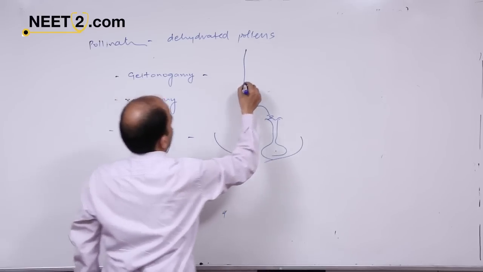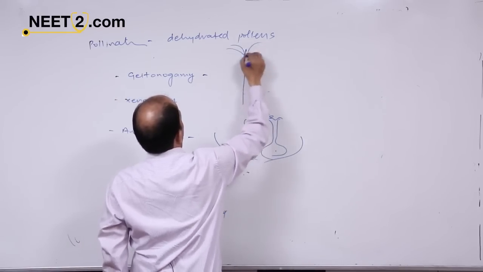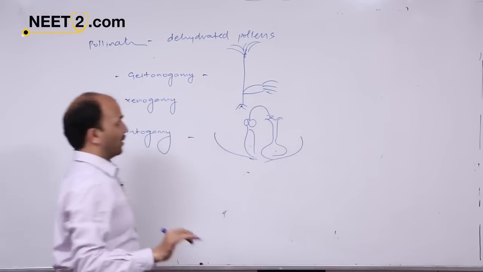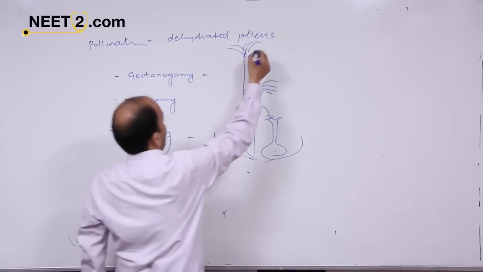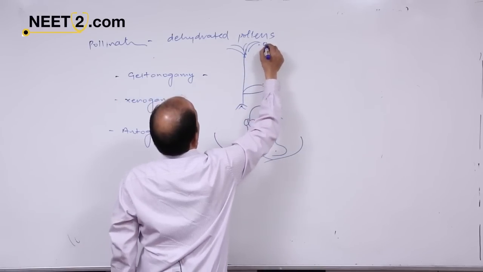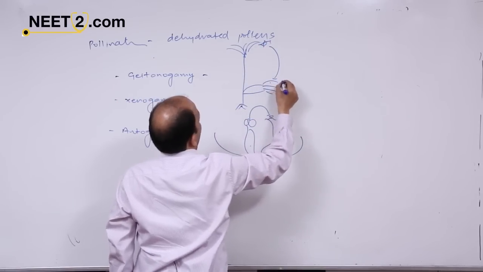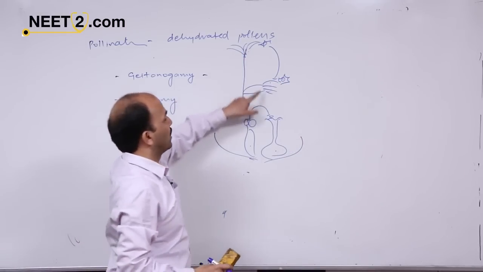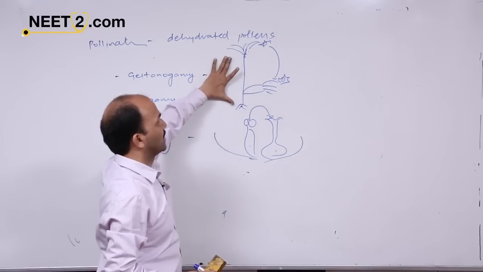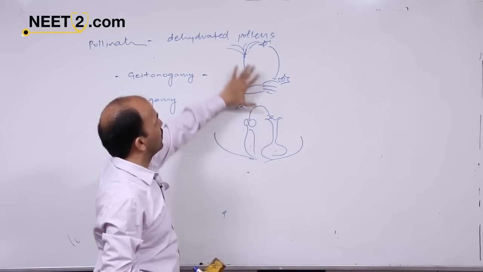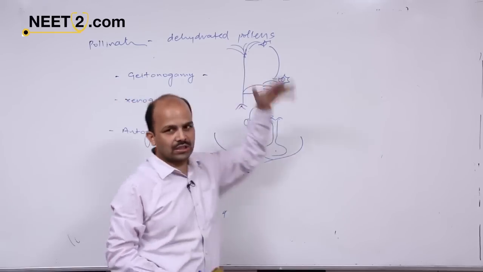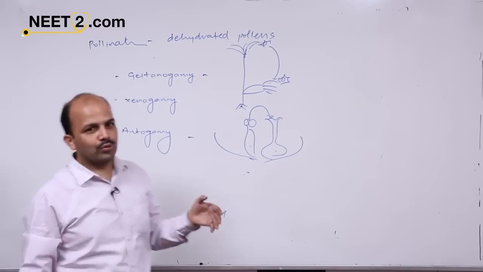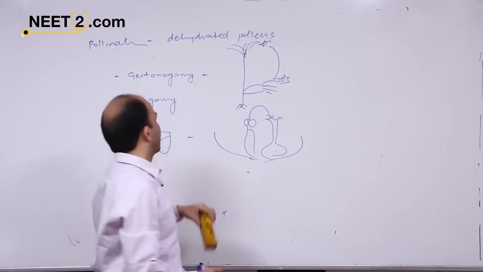In geitonogamy you will find that the plant remains the same, for example a maize plant, but the male and female flowers are different. Male flower is this, female flower is this. So pollen grain from here will reach the female flower here. Means pollen grain will be transferred to a different flower, but that different flower will be present in the same plant. This is also the same plant, this is also the same plant. So the cells of the same plant are genetically similar. So autogamy and geitonogamy will not produce new genetic variation in the population.